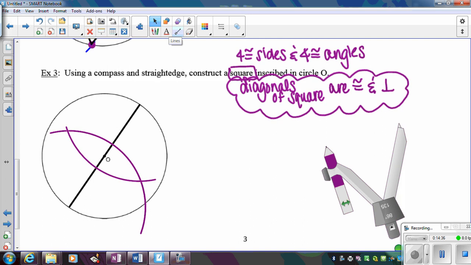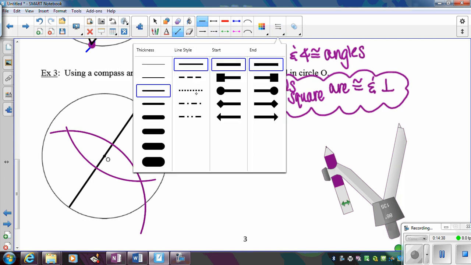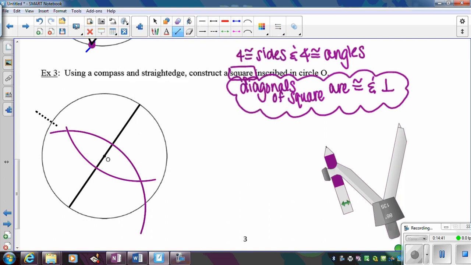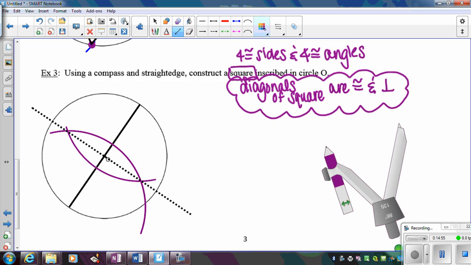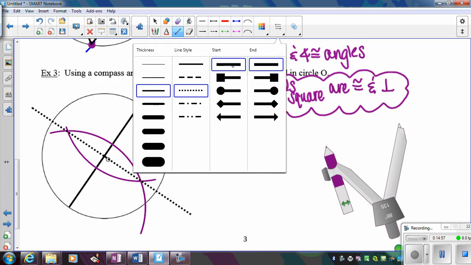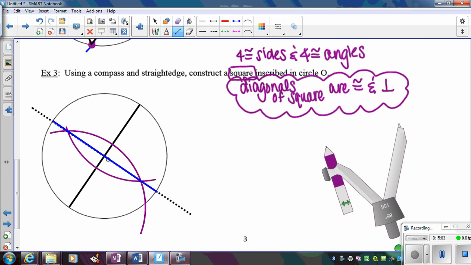So what I'm going to do is first just show you: you would take your straight edge and hold it up. This line's perpendicular to the diameter because it's passing through those intersection points. And then let's actually draw in the other diameter. So going from here through the center to that other intersection point of the circle and the line segment, that is the other diagonal of this square.